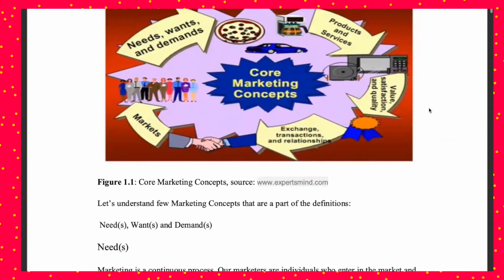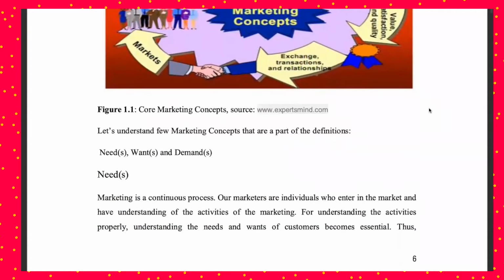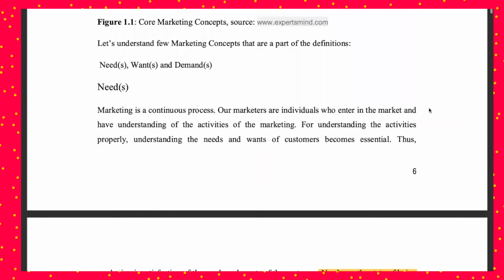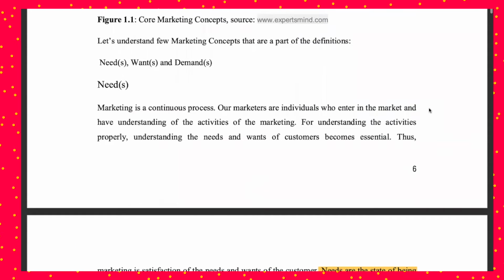Let's continue. So first we have core marketing concepts. Let's understand what a need, want, and demand is. They are three different things. So first, a need is an essential thing. That means a person cannot live without it. You need certain things like food and water. You cannot live without these things. So they are a need.